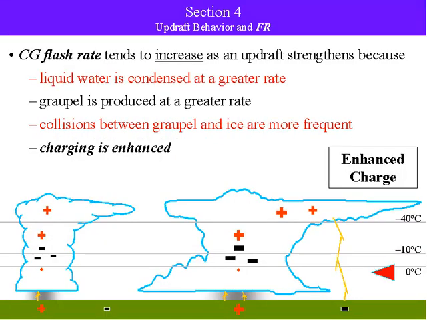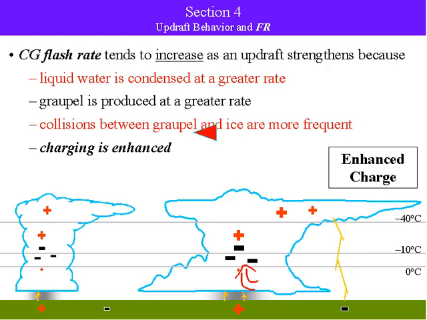So what about the CG flash rate? Well, the CG flash rate tends to increase as an updraft strengthens, for this reason. If we increase the updraft within a supercell, or within any storm, we are condensing water at a much greater rate. If we condense water at a greater rate, we have more supercooled droplets available for graupel formation. Therefore, we produce graupel at a much greater rate and increase the number of collisions between the graupel and ice.